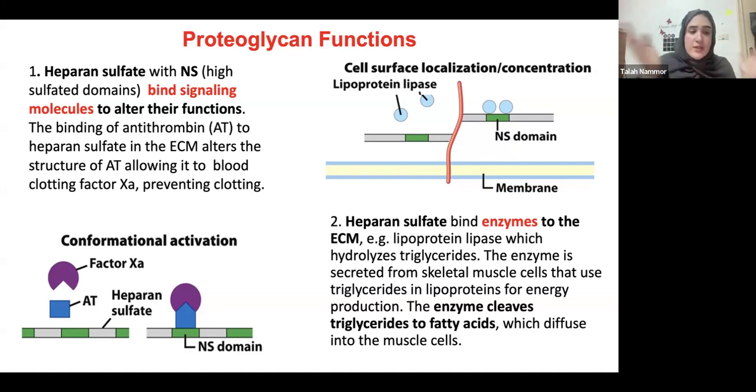Tamam? So what does it do? In general, proteoglycans will either bind to an enzyme to stabilize it and make it do its job, or it will bind to signaling molecules and alter their function and make them do their function. Tamam? Is this clear? Should I move on? Yes.